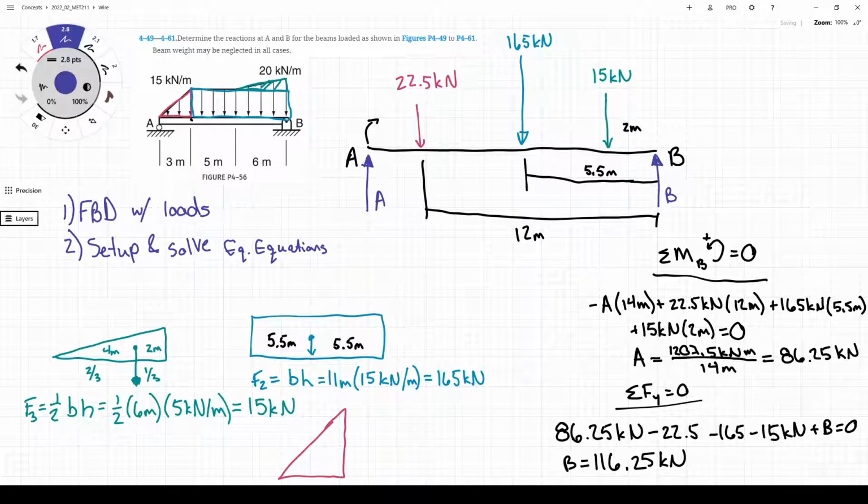And that's our solution to this problem. We've got B is 116.25 kilonewtons and A is 86.25 kilonewtons. So we found the two unknown reaction loads.